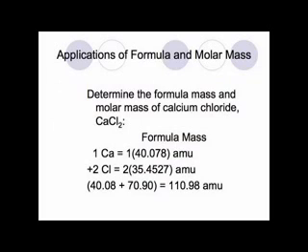So for our formula mass, we're going to take 1 calcium, which is 40.078 atomic mass units, and add it to 2 chlorine. So we'll multiply the 35.4527 atomic mass units of chlorine by 2. We add those together. We have 40.08 plus 70.90, and we get a formula mass of 110.98 atomic mass units.